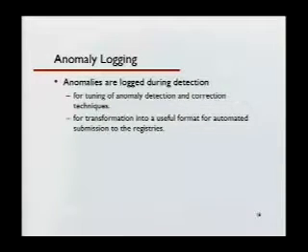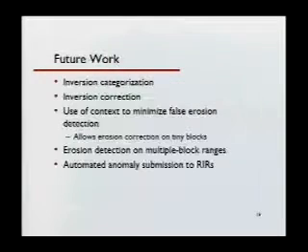The toolchain does drop an anomaly log at each stage. This was used first for tuning of the anomaly detection and correction techniques for generating the data in this presentation. It could also be transformed into a useful format for reporting these anomalies to the registries for possibly correcting that data, although there's more work that needs to be done before that's possible.